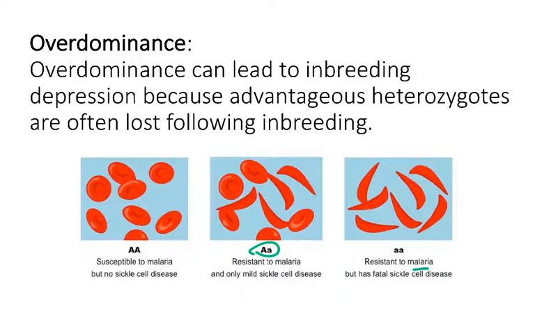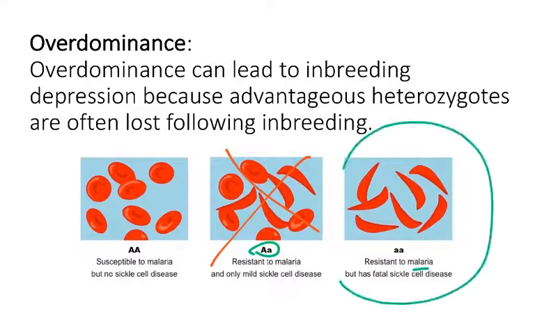So in inbreeding, what happens is you lose these heterozygotes. So you lose the benefits of having that one dominant allele and one recessive allele. And now all you have are two copies of the recessive allele. So that can lead to reductions in fitness. In this example, everyone would now have sickle cell anemia.